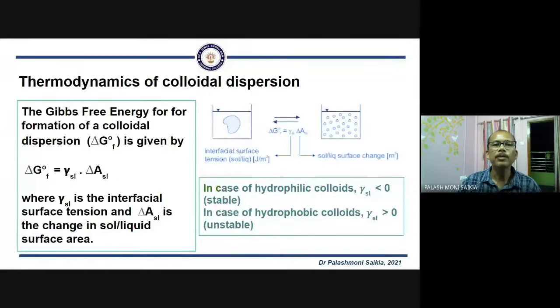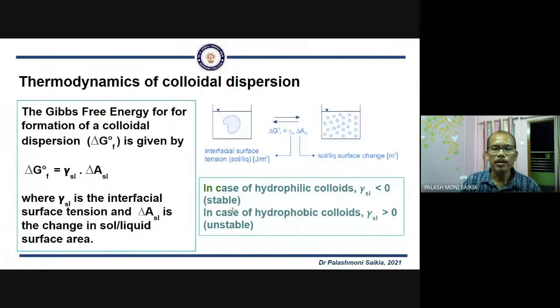So if you see here, the del Z naught expression, that is standard Gibbs free energy of formation for colloid, is often expressed as gamma SL, where gamma represents the interfacial surface tension, into del ASL. So del A is the change in surface area, the solid liquid surface area. So this is the general expression for Gibbs free energy of formation for colloid.